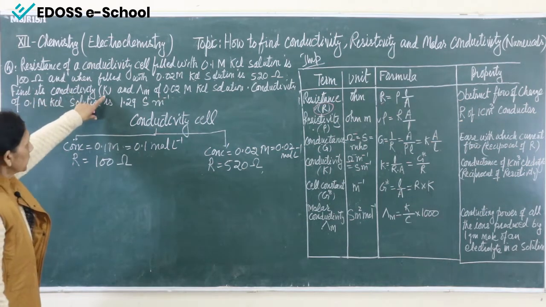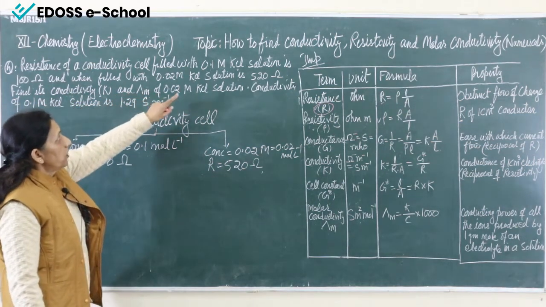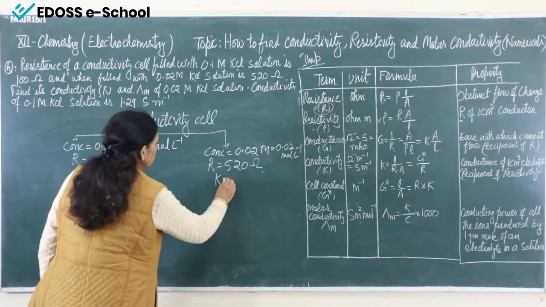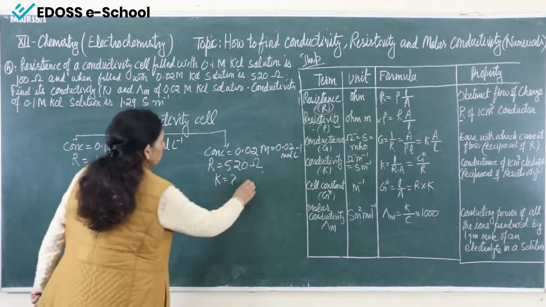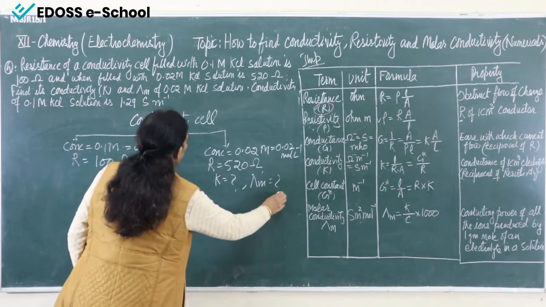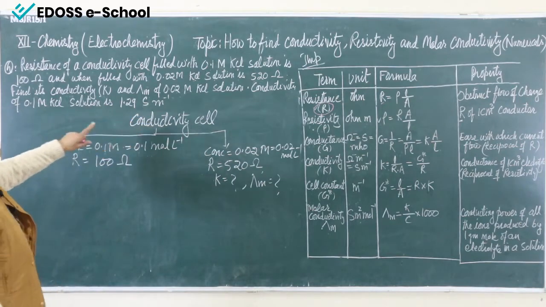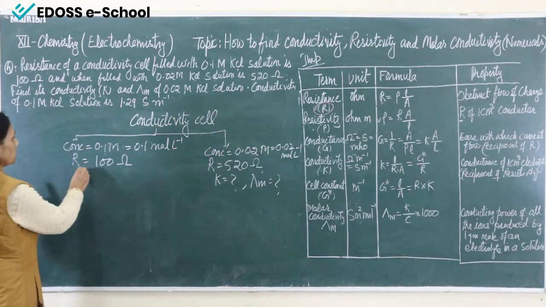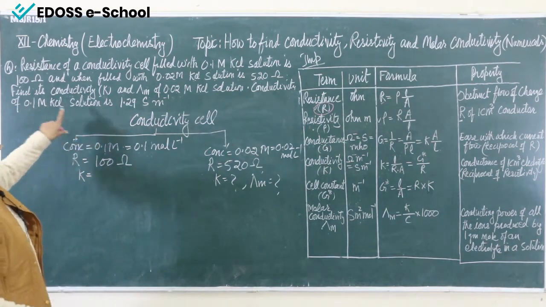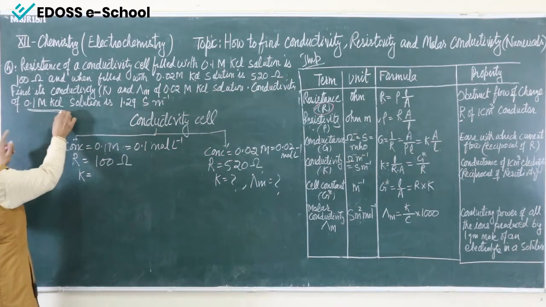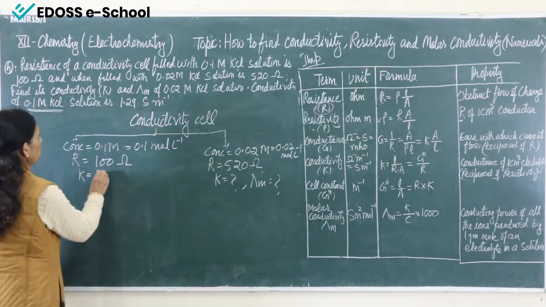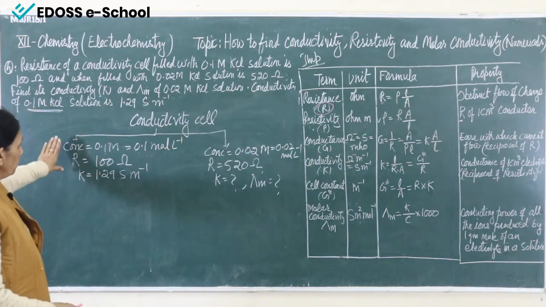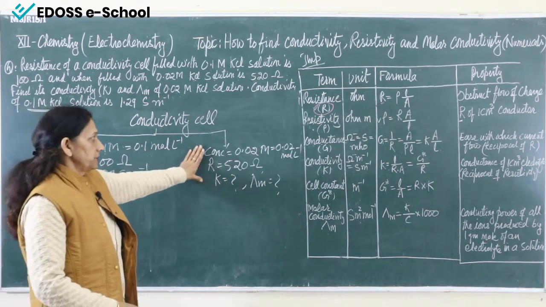We have to find conductivity K and lambda M, the molar conductivity, of this cell. Conductivity of the 0.1 M cell is given here. So K is given for the 0.1 M KCl solution, which is 1.29 Siemens per meter. With the help of this question you have to find this.